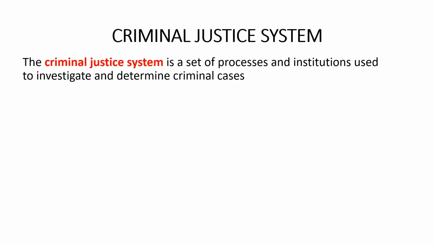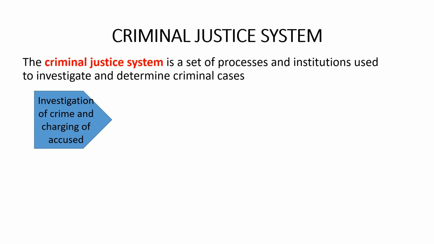The criminal justice system in Victoria consists of a set of processes and institutions that are used to investigate and determine criminal cases. There are a number of stages in our criminal justice system that a criminal case must pass through, and the rest of this video will look at these stages. The first stage is that an investigatory agency must investigate the crime and lay charges against the accused. Typically, the agency that investigates crimes and lays charges against an accused will be the police, but there are also other agencies in Victoria that do this.